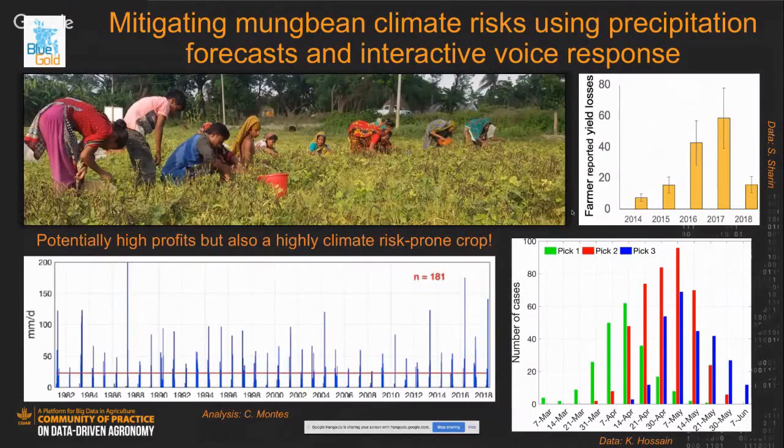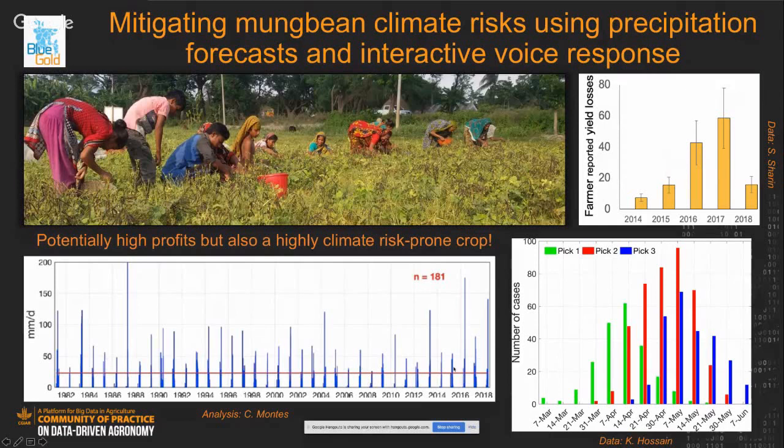Another activity that we've got ongoing, and this is with the support of the Blue Gold program in Bangladesh, focusing in the south of the country, we're doing some work on mung bean. And mung bean is a crop that's widely grown and is potentially very, very profitable, but is also very climate risk prone. At the end of the mung bean season in Bangladesh, when farmers are picking the crops during this period, there's a high risk of having heavy rainfall events that can basically defoliate the crop or cause pods to shatter and drop off. And depending on the year, can cause very large crop losses, as reported by farmers.